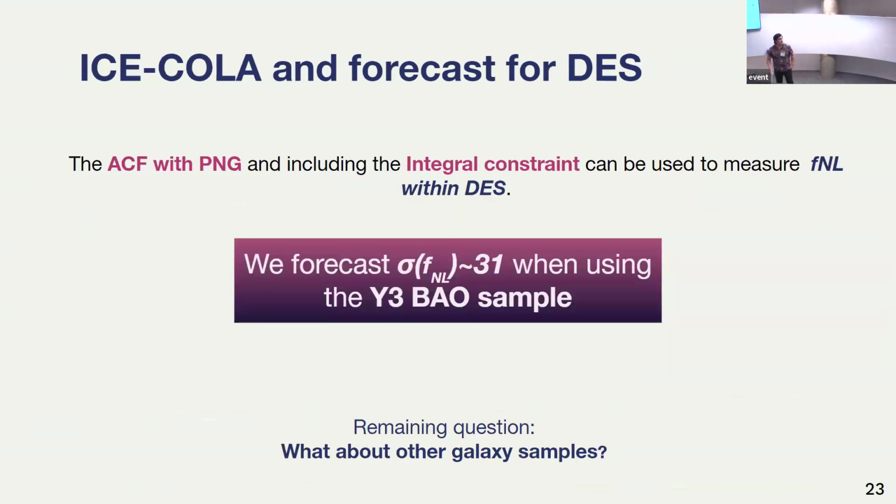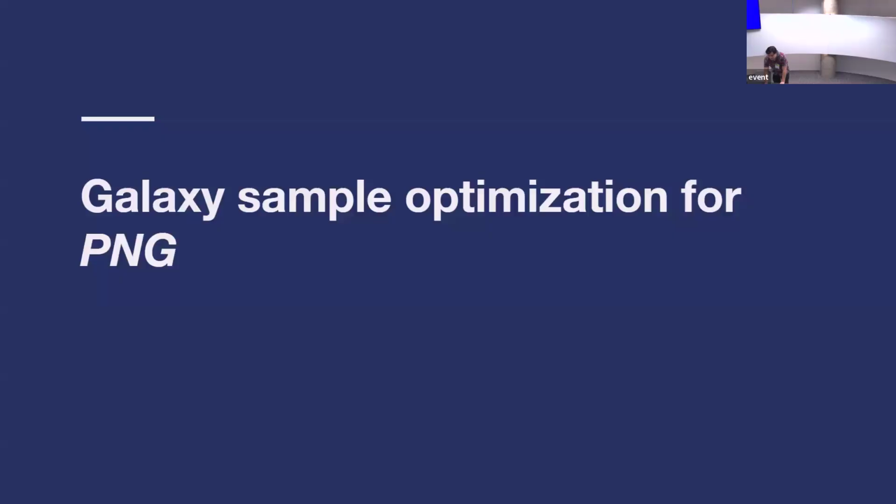So now the main conclusion from this part was that the angular correlation function with primordial uncertainty and including this integral constraint can be used to measure FNL within the Dark Energy Survey collaboration, where we forecast an error on FNL of around 31 when using the Y3 BAO sample. But this leaves us with a remaining question: what if we use different galaxy samples? And this is the part that we'll be talking about now.